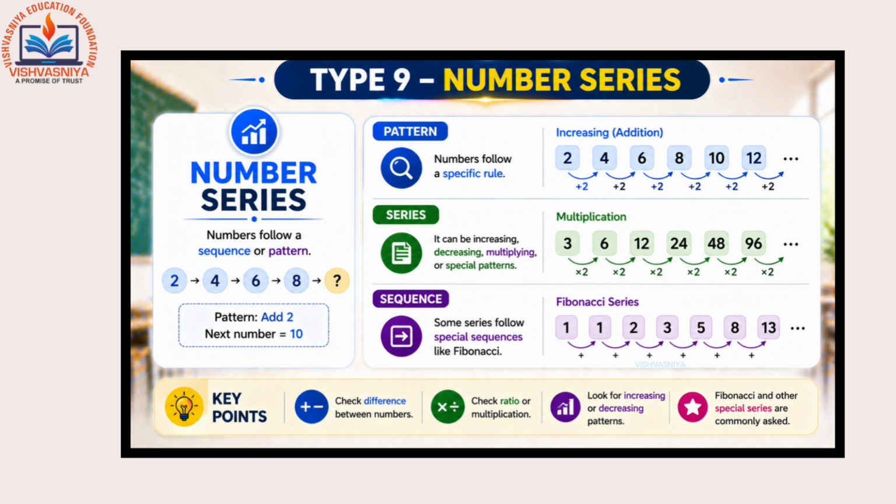Now let us understand number series pattern. In this type, numbers follow a sequence. It can be increasing, decreasing, multiplying, or even Fibonacci pattern. For example, 2, 4, 8 follows addition of 2. So, always check difference and ratio between numbers.